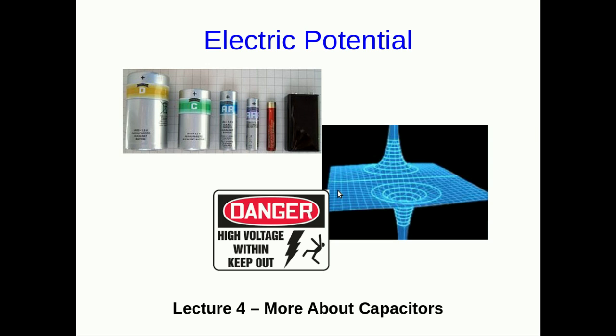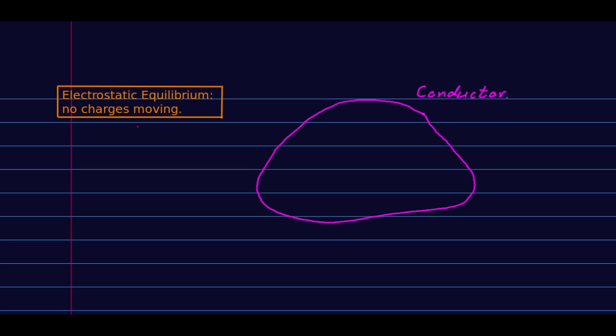Hello and welcome to Lecture 4 of the Electric Potential Unit in PHYS 1201, and this lecture is all about capacitors. In an earlier lecture we talked about electrostatic equilibrium, which means that none of the charges in an object are moving. And remember that in a conductor the charges are free to move, and so if there was an E field inside it would cause charges inside to accelerate.